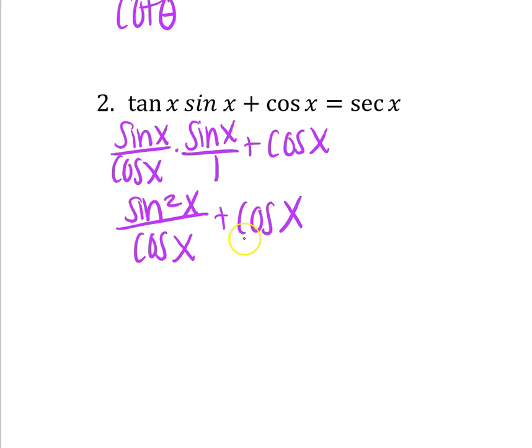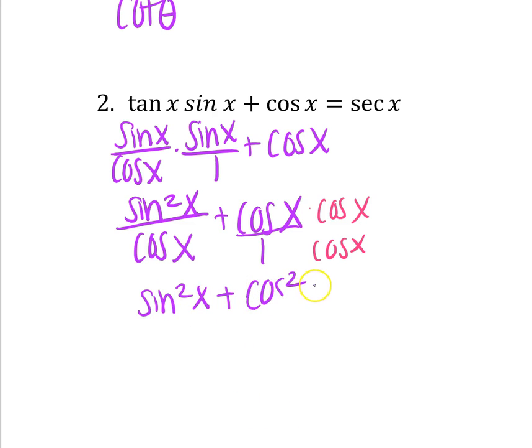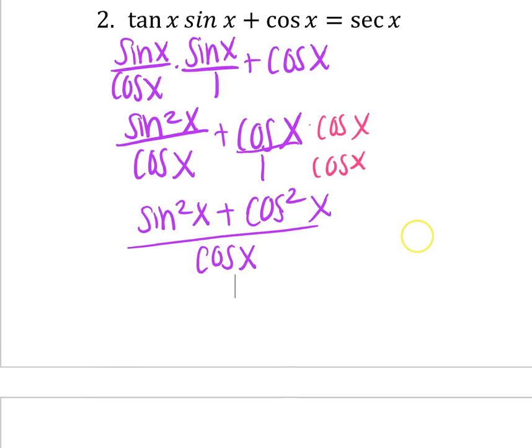At this point, I would just add the fractions. Let's see if that helps me. So I'm going to need a common denominator. If I multiply the top and the bottom here by cosine of x, to get my common denominator of cosine of x, I would get sine squared x plus cosine squared x all over cosine of x. Now, sine squared x plus cosine squared x is an identity. That's the Pythagorean identity. So sine squared x plus cosine squared x is 1. And so I get 1 over cosine of x.